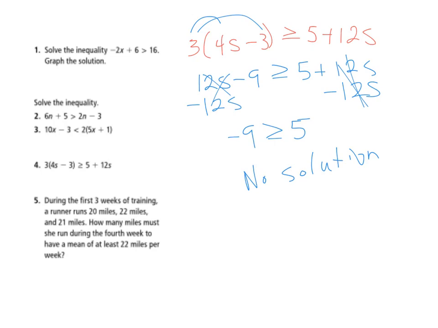Alright. Let's look at the last one, number 5. During the first 3 weeks of training, a runner runs 20 miles. Let me write that down. A runner runs 20 miles and 22 miles and 21 miles. How many miles must she run during the 4th week to have a mean of at least 22 miles per week? Well, let's talk about the mean.